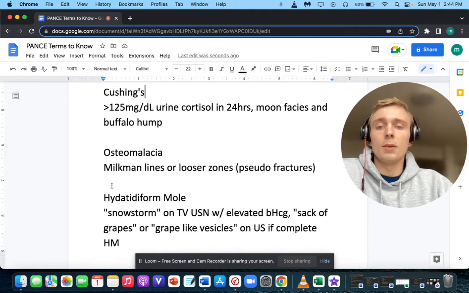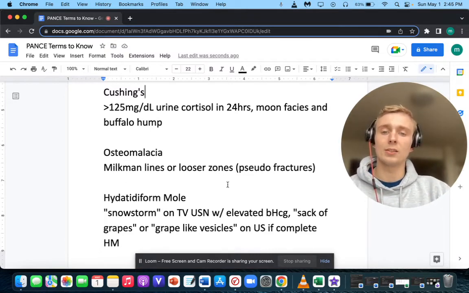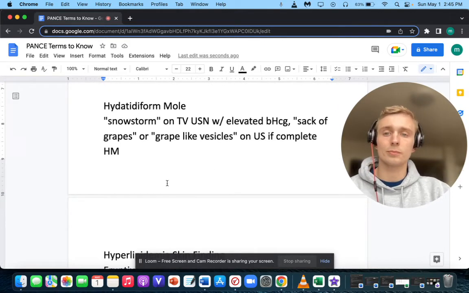So if there's Milkman lines or Looser zones, which are pseudofractures, that makes you think of osteomalacia. So osteomalacia for Milkman's lines and Looser zones.